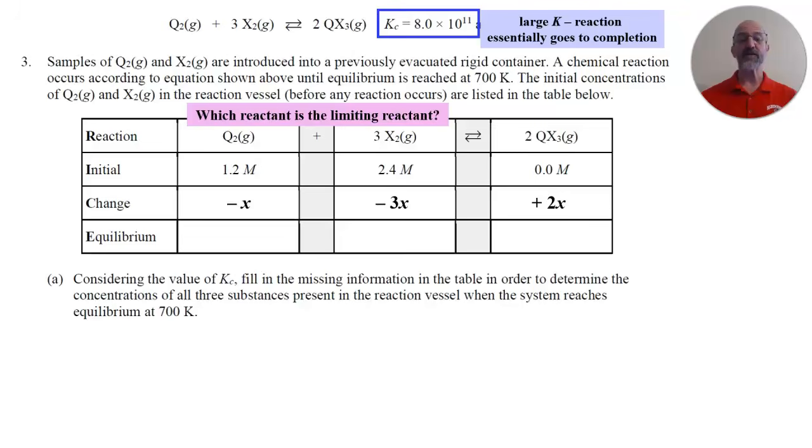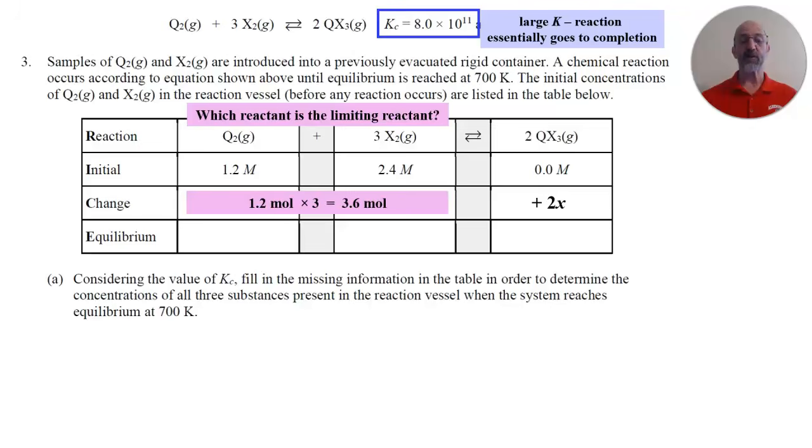They still would be in a ratio of 1:3 if each of these reactants was consumed completely, but that's not the case. One of these substances will be the limiting reactant, which would be consumed completely for this very large value of K, that the reaction is essentially going to go to completion from left to right, but then the other reactant will be left over. Now, at first glance, you might be looking at 1.2 and 2.4 and thinking that because 1.2 is the smaller number, that makes Q2 the limiting reactant. But watch what happens when I do a little bit of math to see how this is going to work.